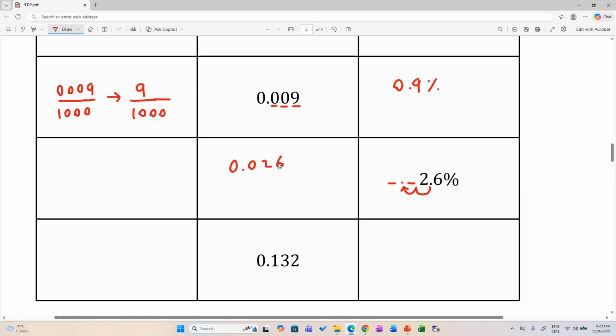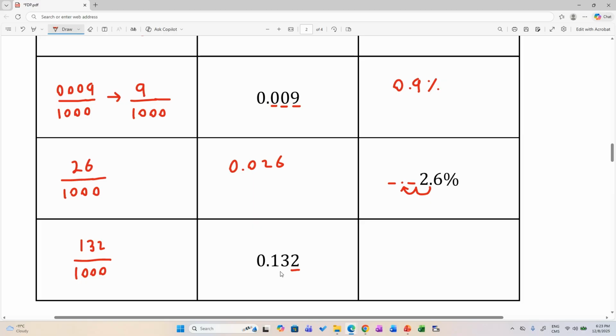So now that I have that, the 6 is in the thousandths place. Hence, it's going to be over 1,000. And I'm simply going to write 26. Great. Now I got 0.132. Since 2 is in the thousandths place, this is going to be over 1,000. And I'm simply going to write 132. I could write 0.132, but at this point, I'm just going to simplify and write 132 over 1,000.